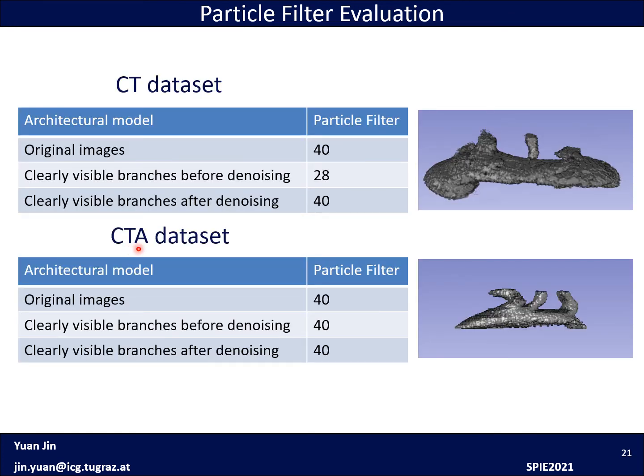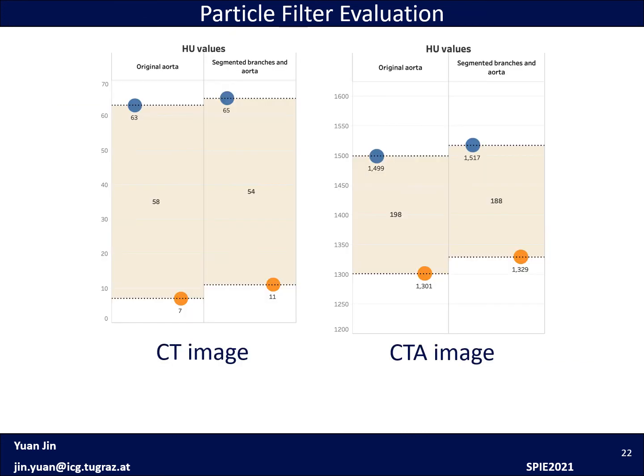Here is a comparison of CTA and CT datasets for how many branches are clearly visible after the particle filter method. We can see that CTA images perform better than CT ones. And here is the comparison of actual value ranges of CT and CTA images before and after the particle filter.